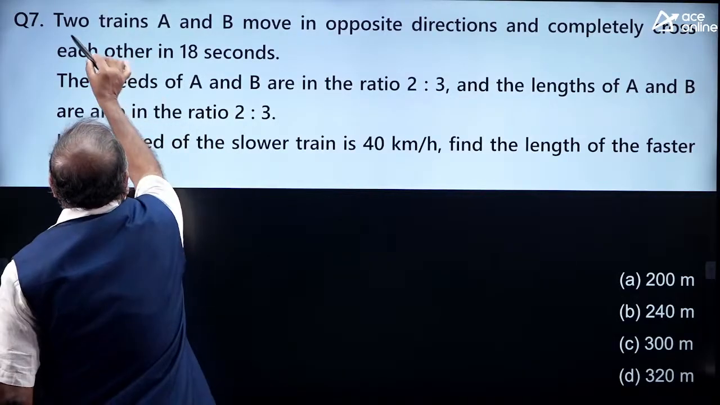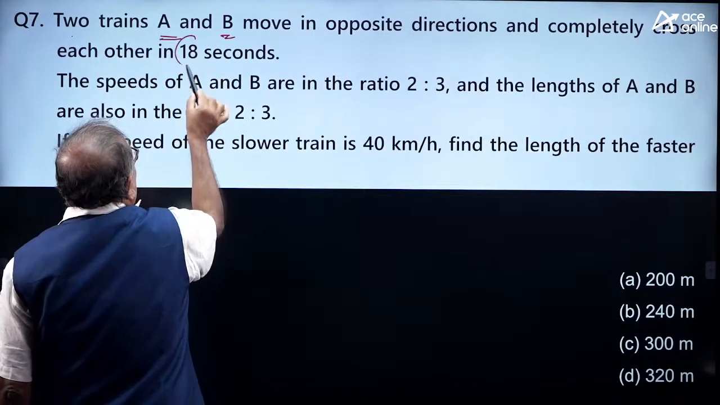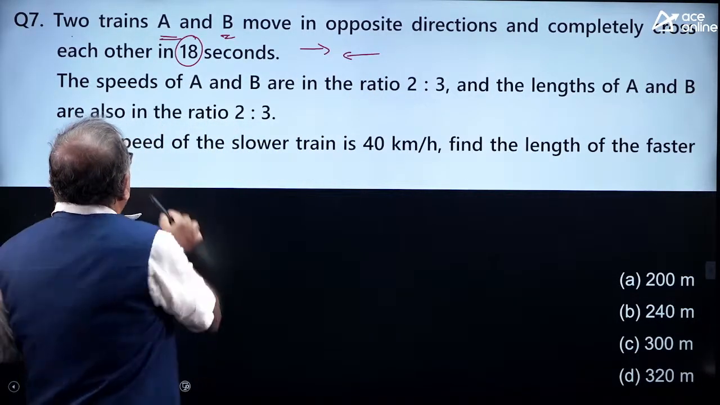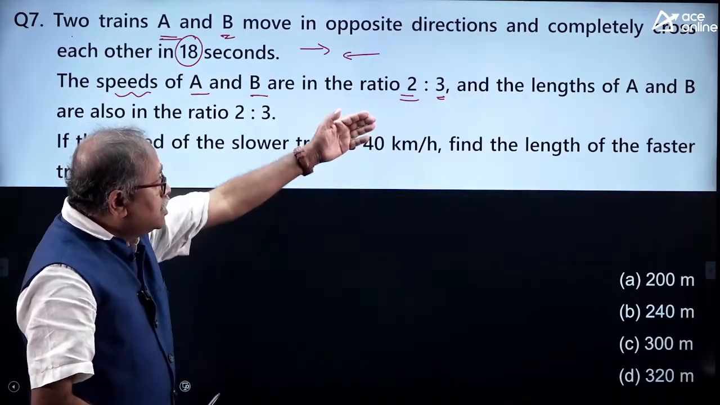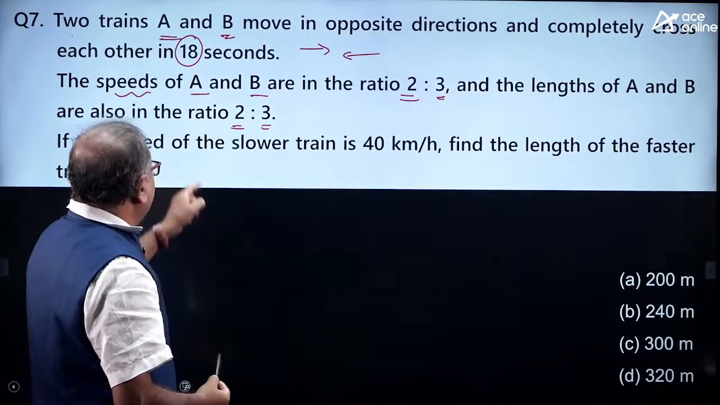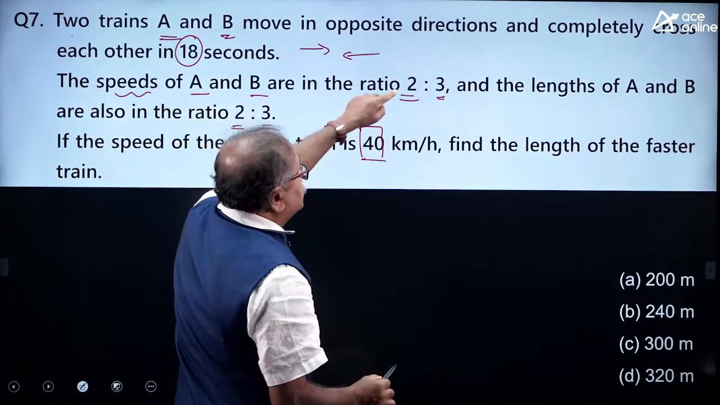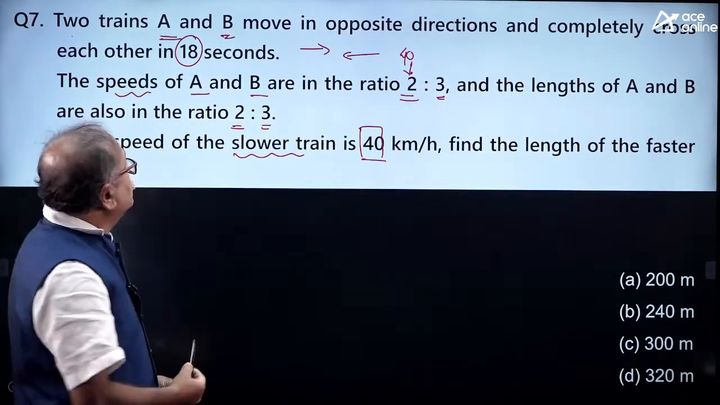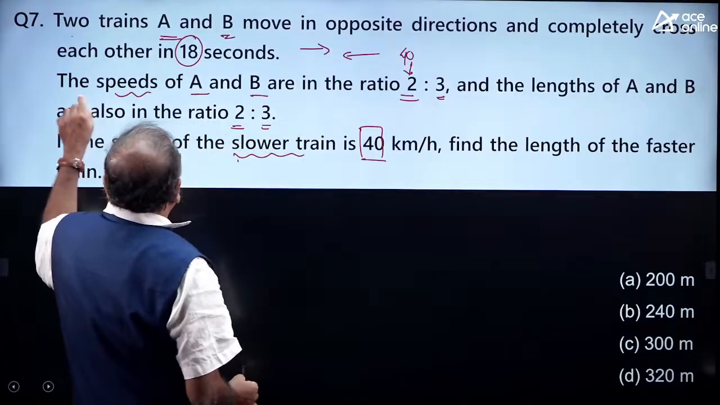Now answer this. The two trains A and B move in opposite direction and completely cross each other in 18 seconds, moving in opposite direction. The speeds of A and B are in the ratio of 2:3, and the lengths of A and B are also in the ratio 2:3. Now the speed of the slower train is 40 km/h, and I know the speed ratio, and this is given to us as 40 km/h. So obviously I can find out the speed of B. It is said the slower one is 40, that means 2 parts is 40, it's a speed ratio.